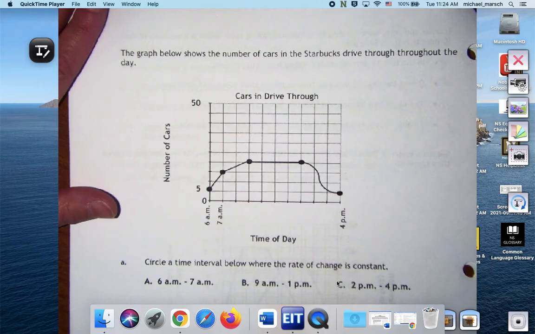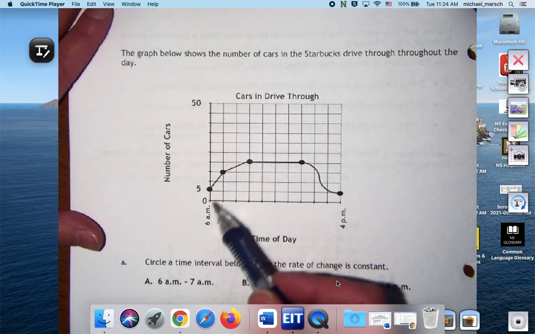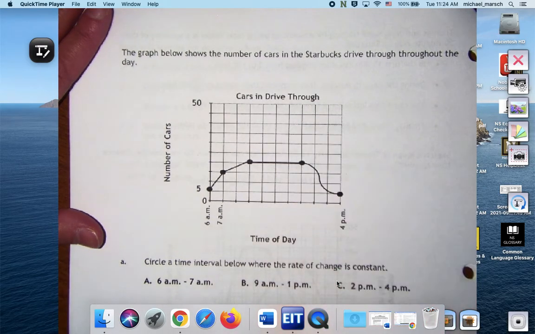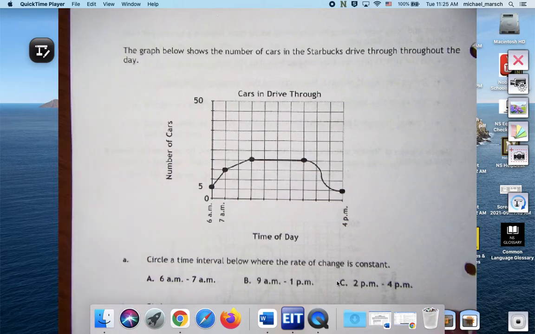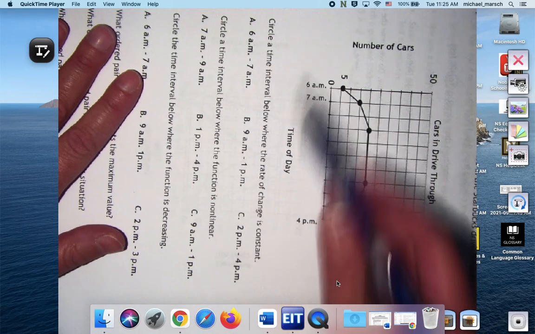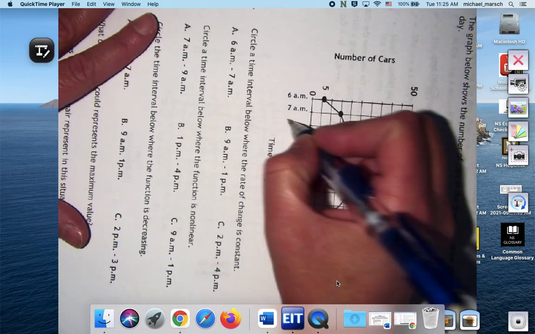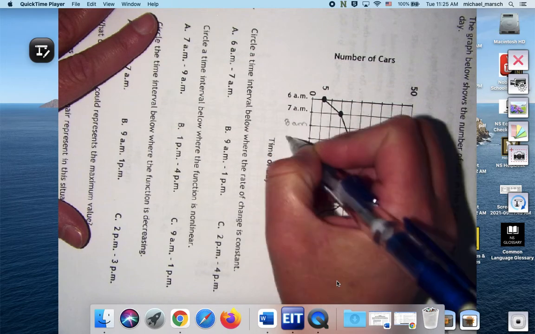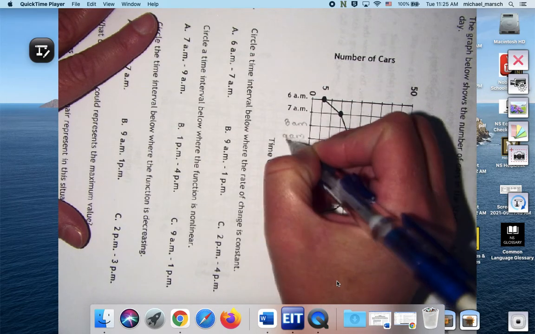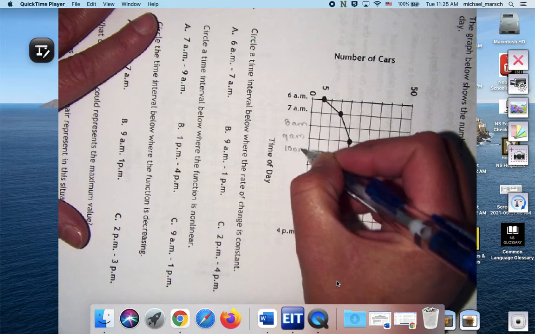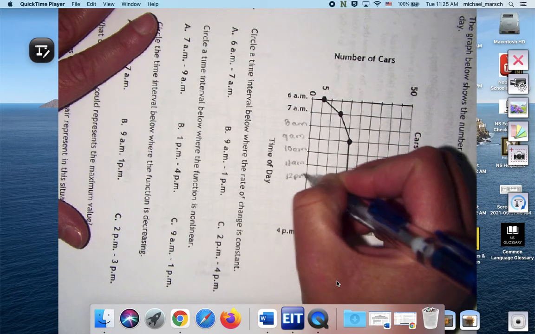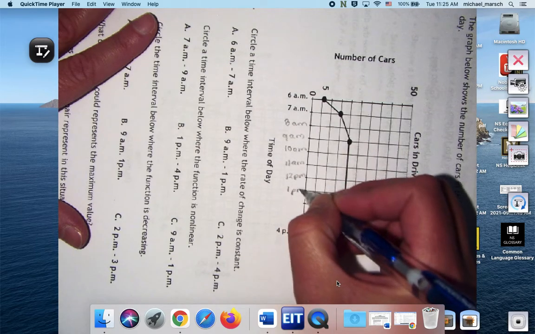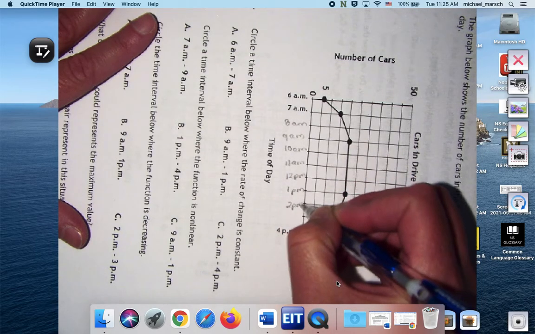Okay, so we're looking at a documentation of the number of cars in a drive-through at Starbucks. So we have the time of day and we have the number of cars. So first thing we need to do is fill in the axes. So I'm going to turn my paper and fill this in. Twelve is PM.